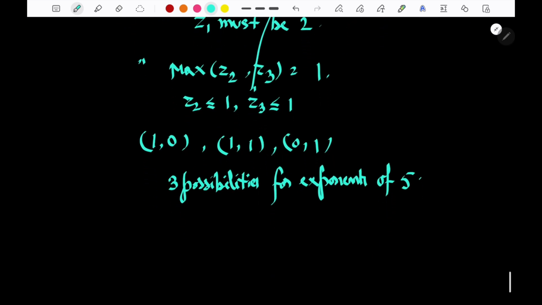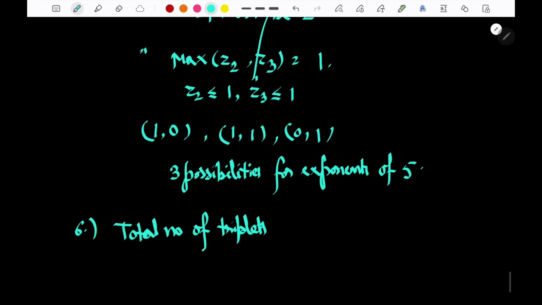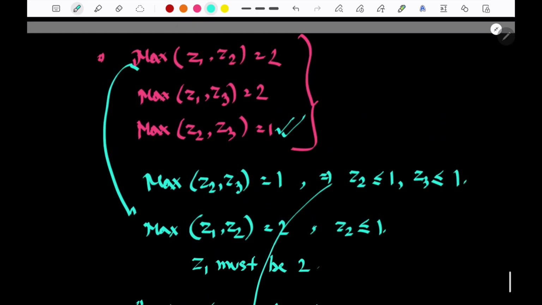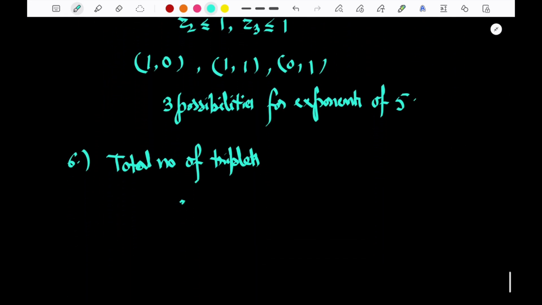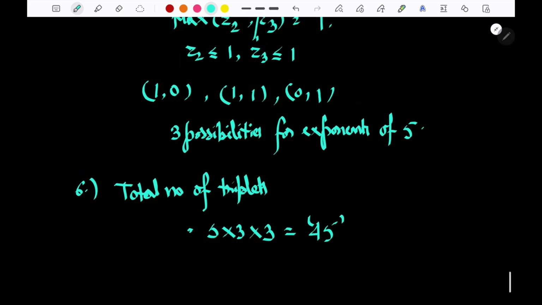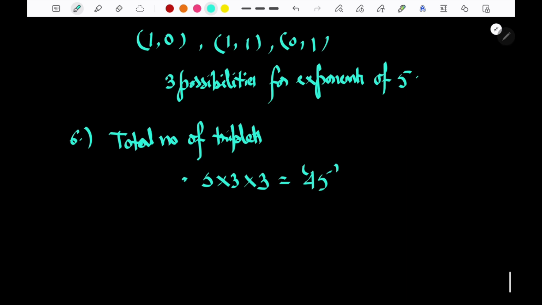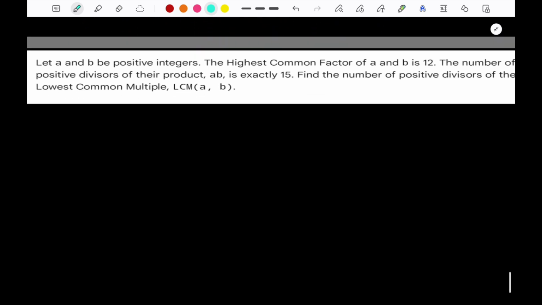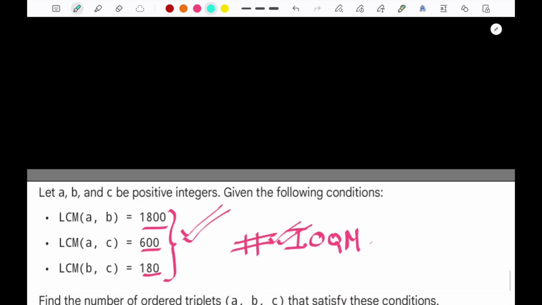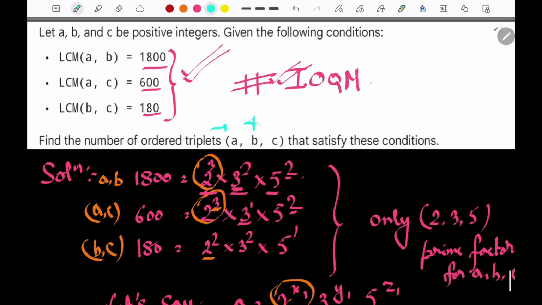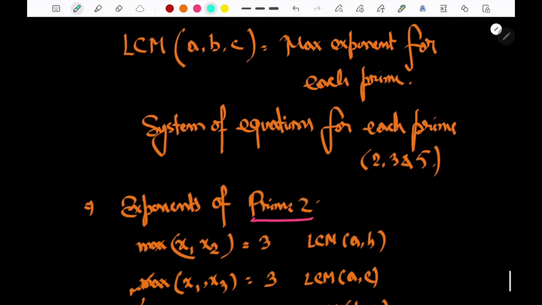So now what is the total number of triplets? Again, how many choices for 2? There are 5 possibilities, 3 possibilities and 3. So 5 into 3 into 3 is the total number of choices, that is 45. So the answer will be 45. Done. Amazing question. Next. So here what was the question asked? The question asked was to find the number of ordered triplets that satisfy this condition. So there are 45 ordered triplets that satisfy this condition.